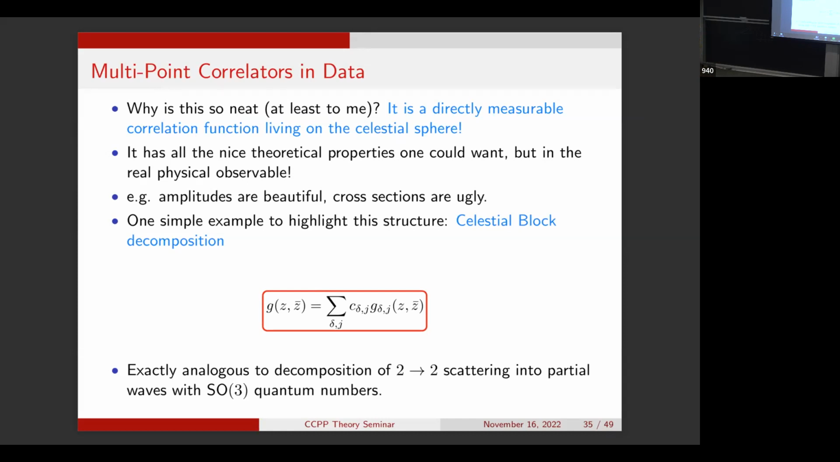And so this is very different than, for example, scattering amplitudes, where the amplitudes are of course very nice, but when you put them into cross sections at the LHC, they become some large numerical mess, and you can't really test their nice properties.